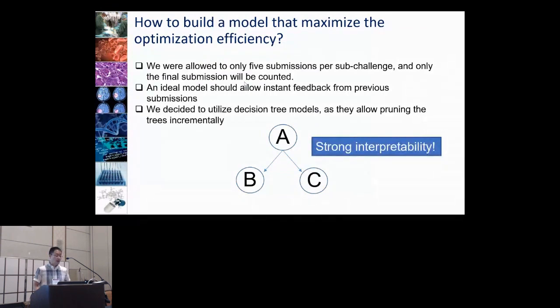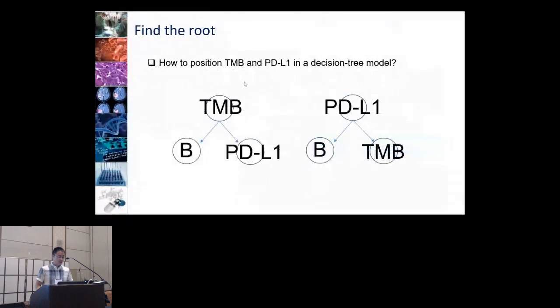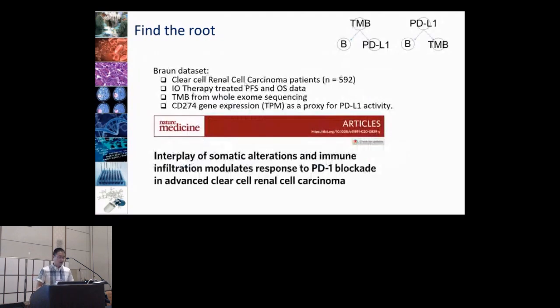More importantly, a decision tree model offers strong interpretability that can easily be applied in practice. As a starting point, we need to identify the roots of the decision tree model. As mentioned earlier, TMB and PD-L1 are the major effectors. So we have to choose between the 2 candidate models which should be the roots of the decision tree. Then we relied on some existing data.